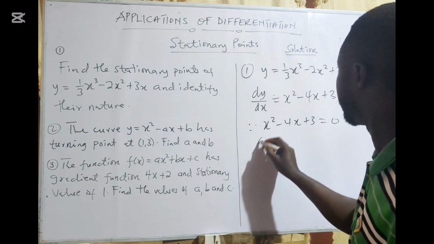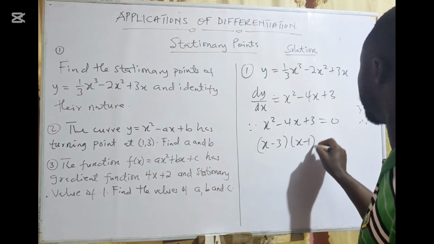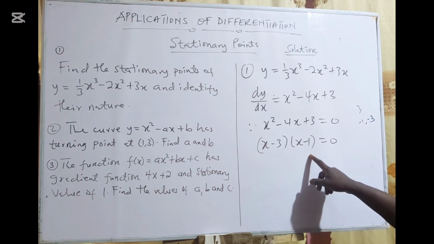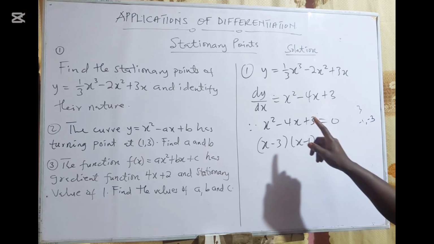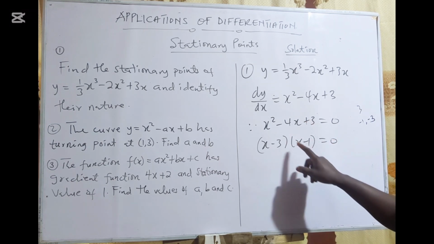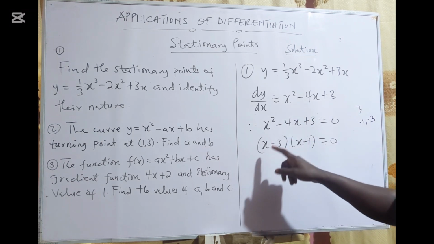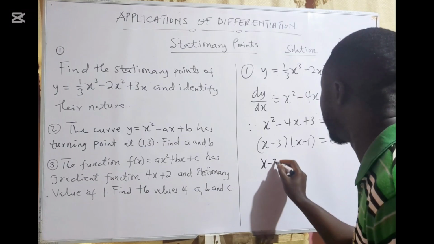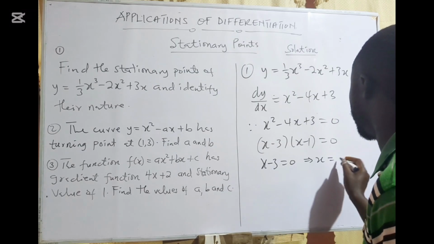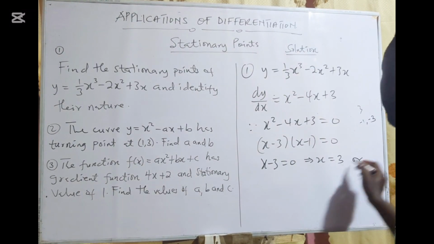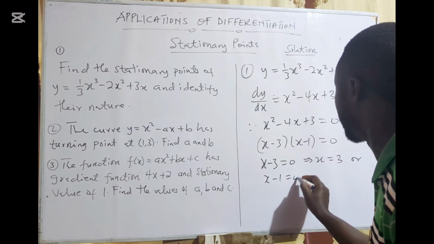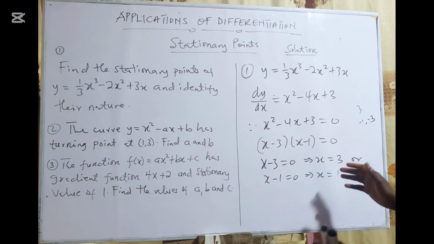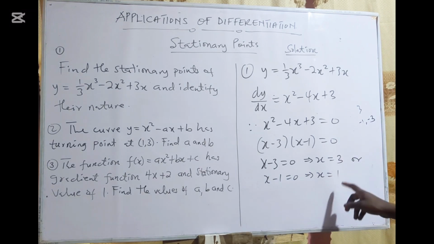So we can write it as (x minus 3)(x minus 1) equal to 0. Checking: x times x is x squared, x times minus 1 is minus 1x, minus 3 times x is minus 3x, so minus 1 plus minus 3 gives minus 4, and minus 3 times minus 1 is 3. So x minus 3 equal to 0 implies x equals 3, or x minus 1 equal to 0 implies x equals 1. So the values of x are either 3 or 1.